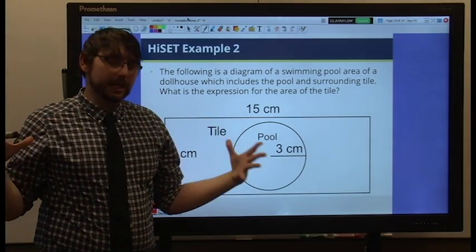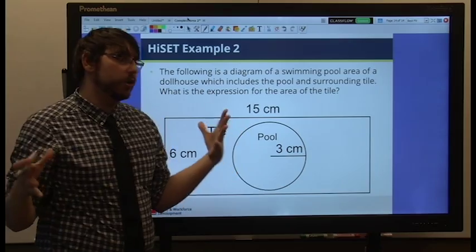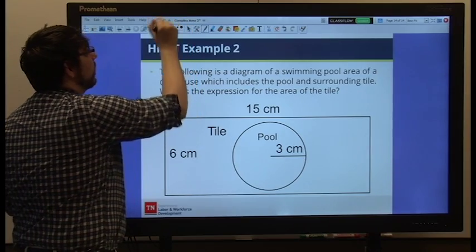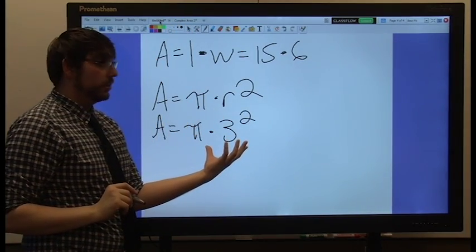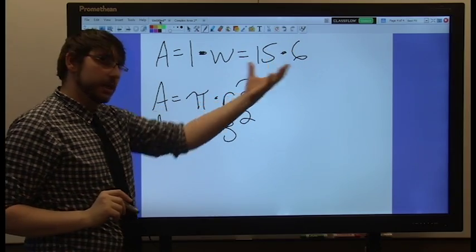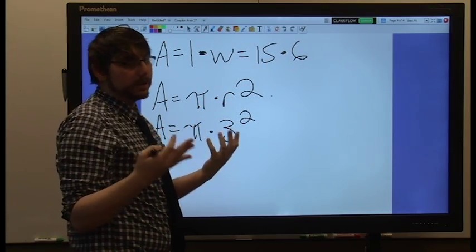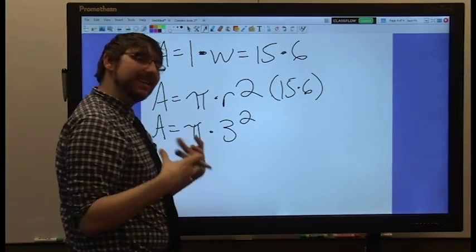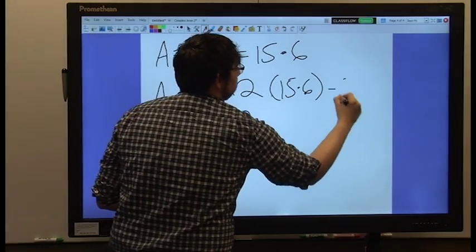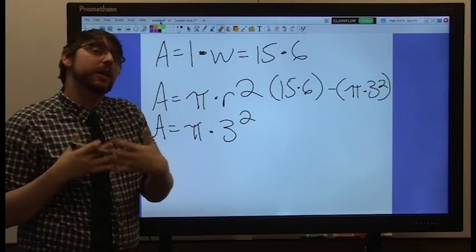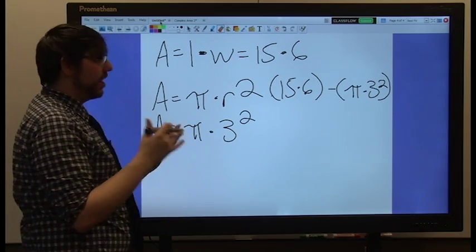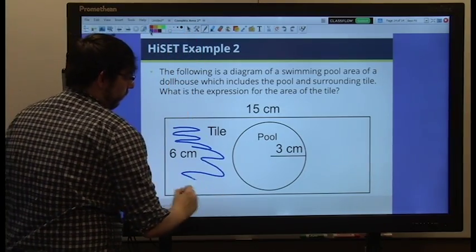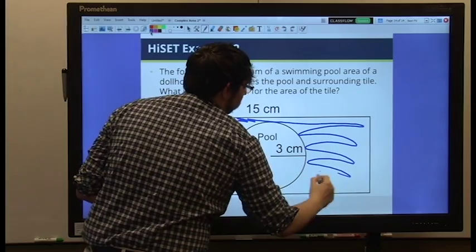This is an area within an area. When that happens, you use subtraction. So what you should do is subtract the inside piece from the outside piece. Well, our inside piece is pi times 3 squared, and our outside piece is 15 times 6. Since we have an area within an area, again, we're going to subtract. So let's put the outside piece, which is 15 times 6, and then let's subtract the inside piece, which is pi times 3 squared. So this is an example of one of the expressions you could see as an answer choice for finding the area of the surrounding tile, which if you remember in the question, we were solving for just this part right here. This is the surrounding tile.